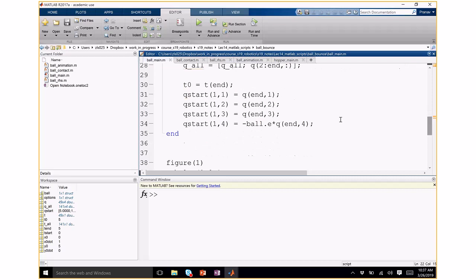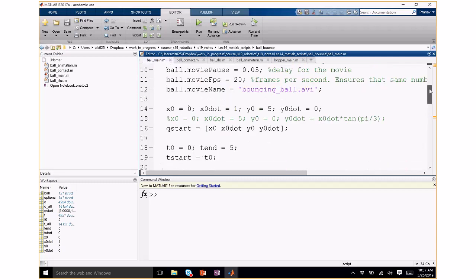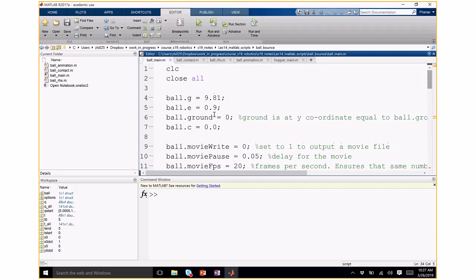And the last thing is, once the ground is detected, I need to switch the velocity. The velocity in the y direction is given by the fourth variable of Q start. So I detect the ground contact, I apply the coefficient of restitution. Because of that, my new velocity would be negative of the initial velocity in the y direction. No other initial condition changes. If with this code you wanted to simulate contact with not y equals 0, but y equals 0.5, or 1, then you should be able to do it too.